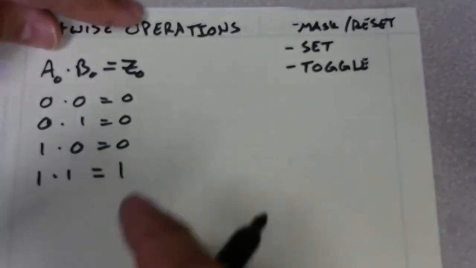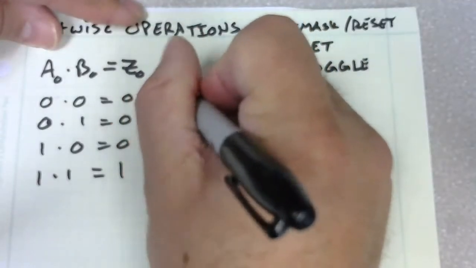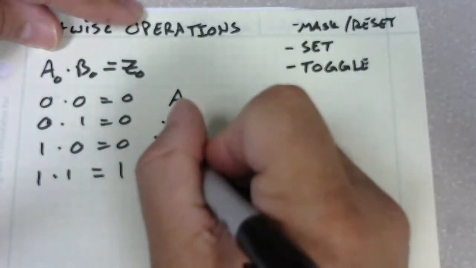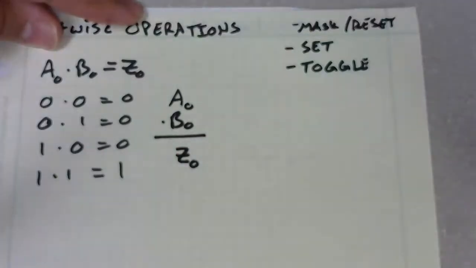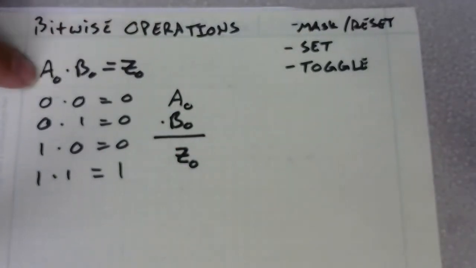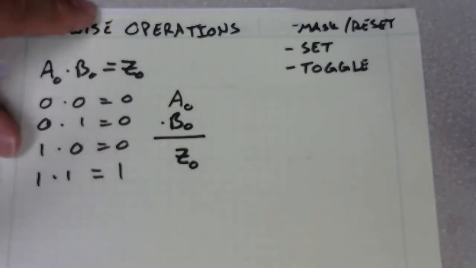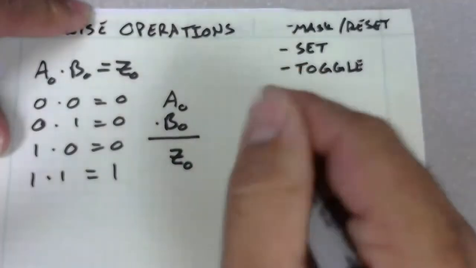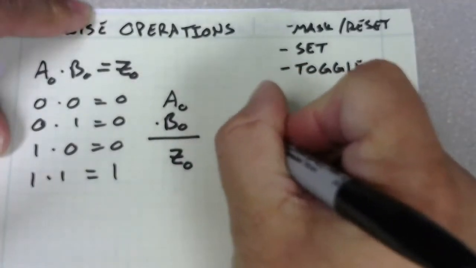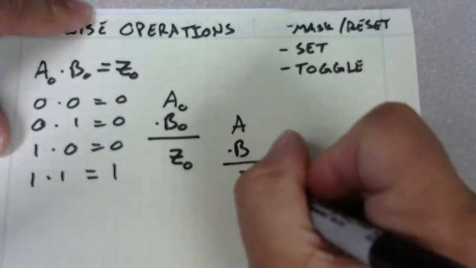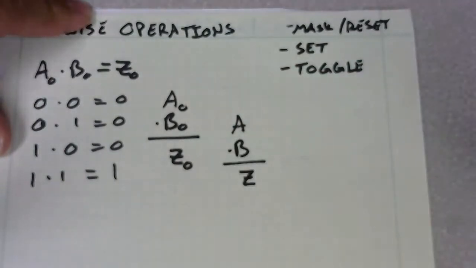What I want to do though is turn the A0 and B0 like this, like we used to do in grade school. So we say A0 and B0 equals Z0. It's the exact same equation as this, but now we've just written it like this. Why would I want to do that? It's because I want to put more digits there. How about if we have A and B equals Z, and all three of those are 4-bit numbers?